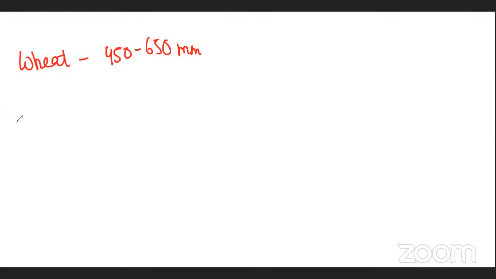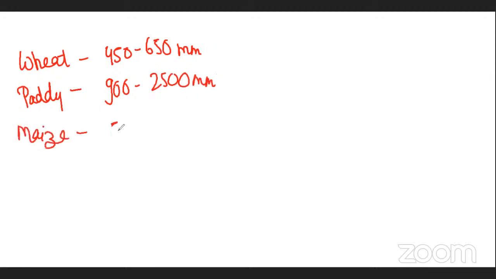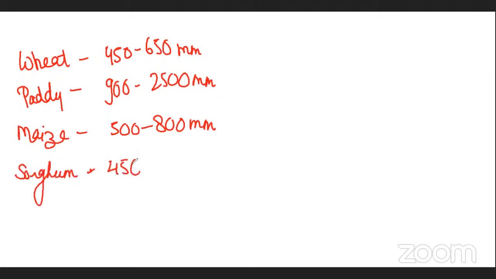Then we are having the paddy. As direct sowing of paddy has arisen, the quantity of water has decreased in paddy crops also. So in that, 900 to 2500 millimeter of water is there. If we talk about the maize, the water requirement is usually 500 to 800 millimeter. Then we are having the sorghum, and in sorghum, it is 450 to 650 millimeter of water.